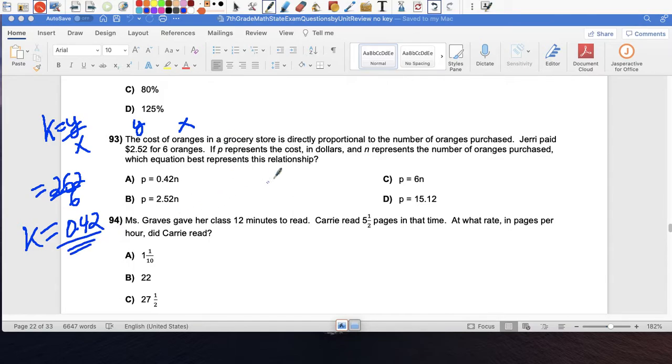And if I know that, I know that P, which represents the total cost, we can write P is going to be 0.42 times each orange, and each orange in this case is represented by n. Except that we're using P and n this time. So, do I have anything that looks like that? A.